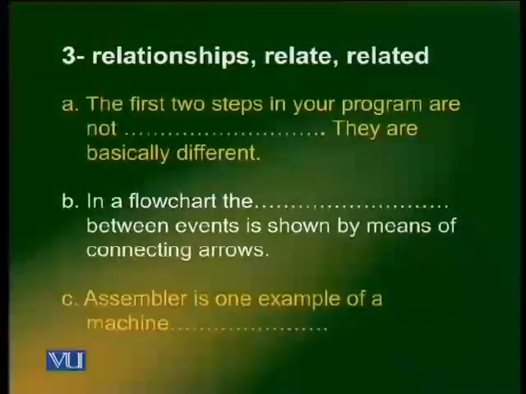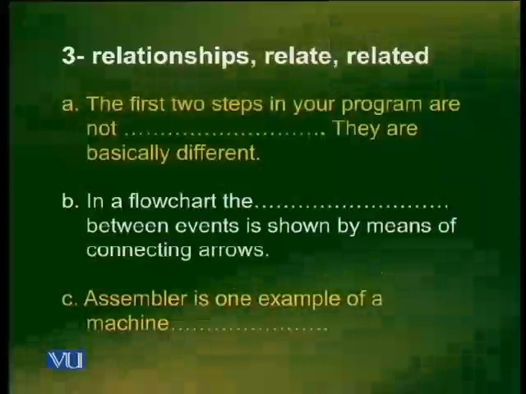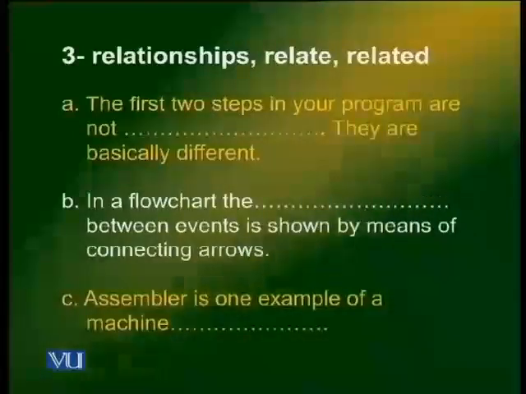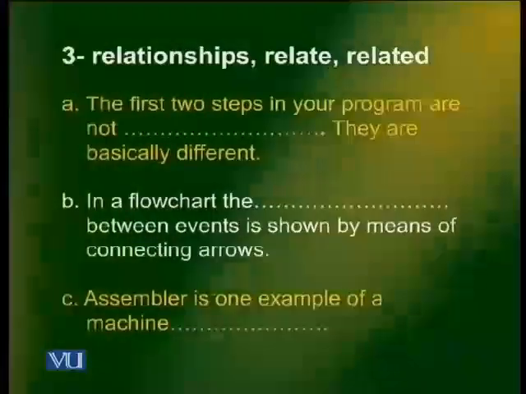And the right word would be, they are not related, meaning that there is no connection between them. B, in a flow chart, the dash between events is shown by means of connecting arrows. So, you've got a clue, the word "the" always goes with a noun. So it has to be: the relationships between events is shown by means of connecting arrows. The correct word is relationships.